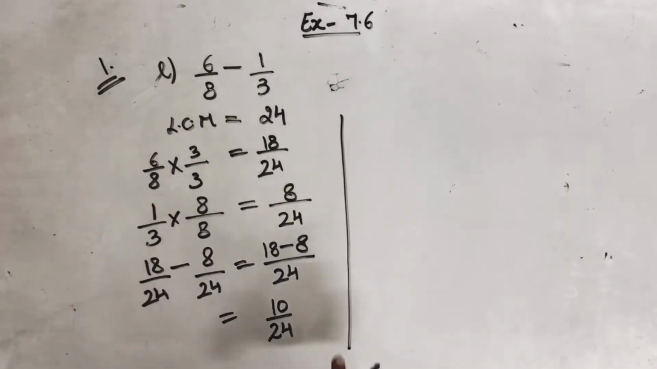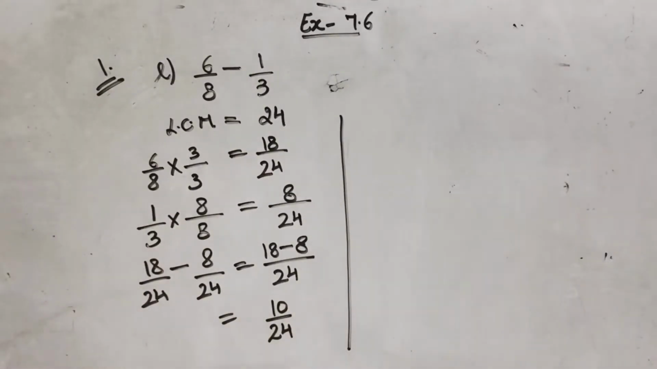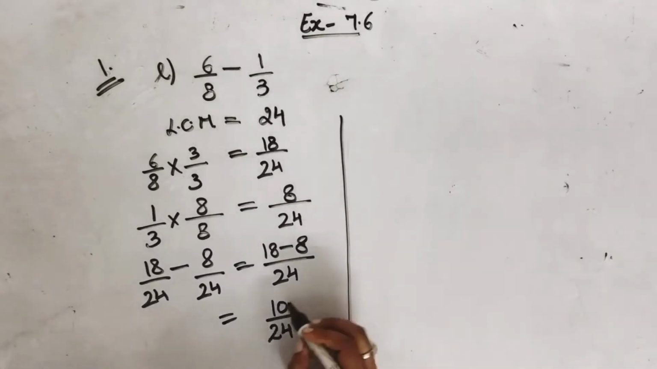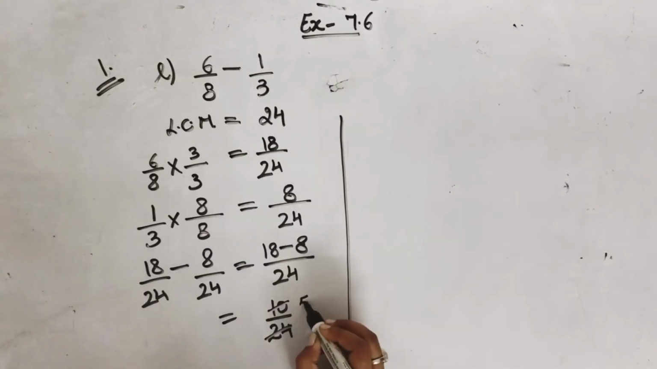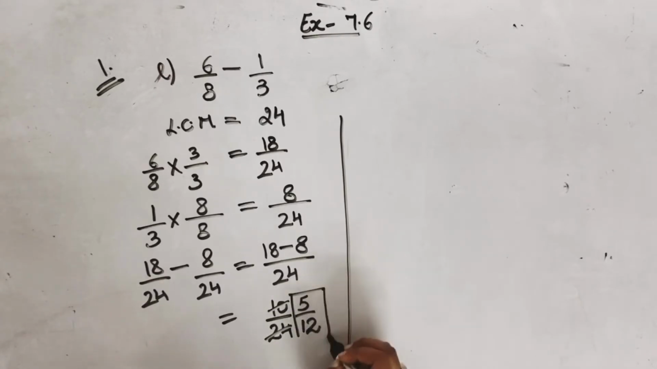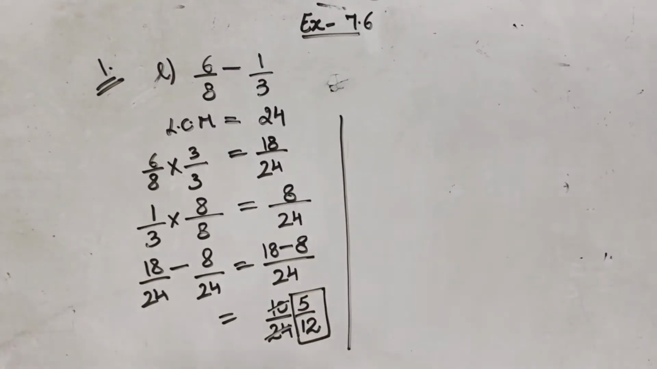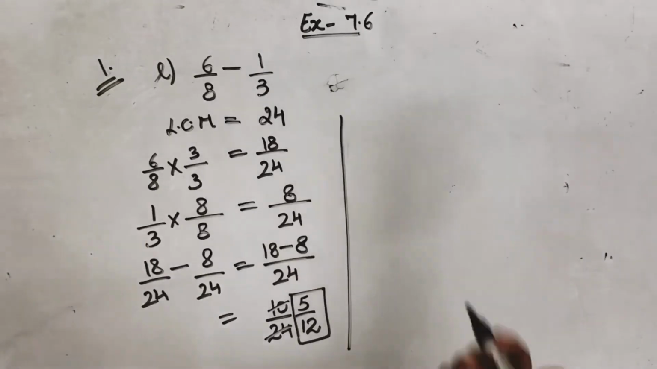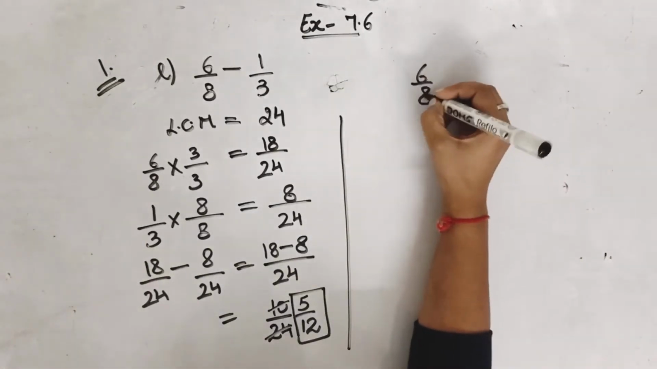Now 10 by 24 is having common factor 2. It means you can do the cutting. It will be 5 upon 12. So answer is 5 upon 12. This is first method.